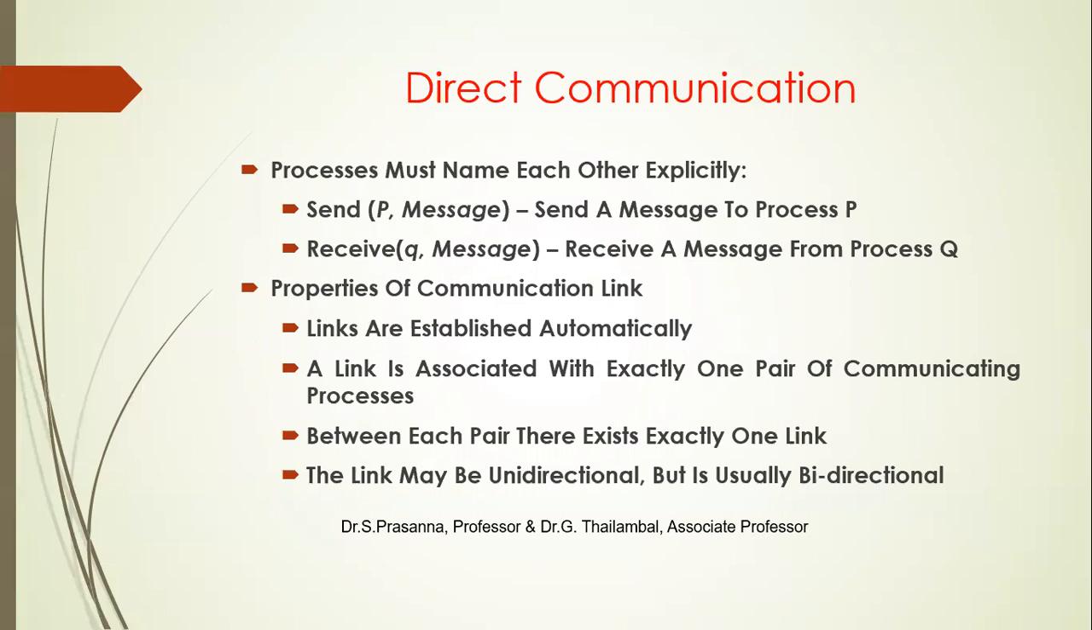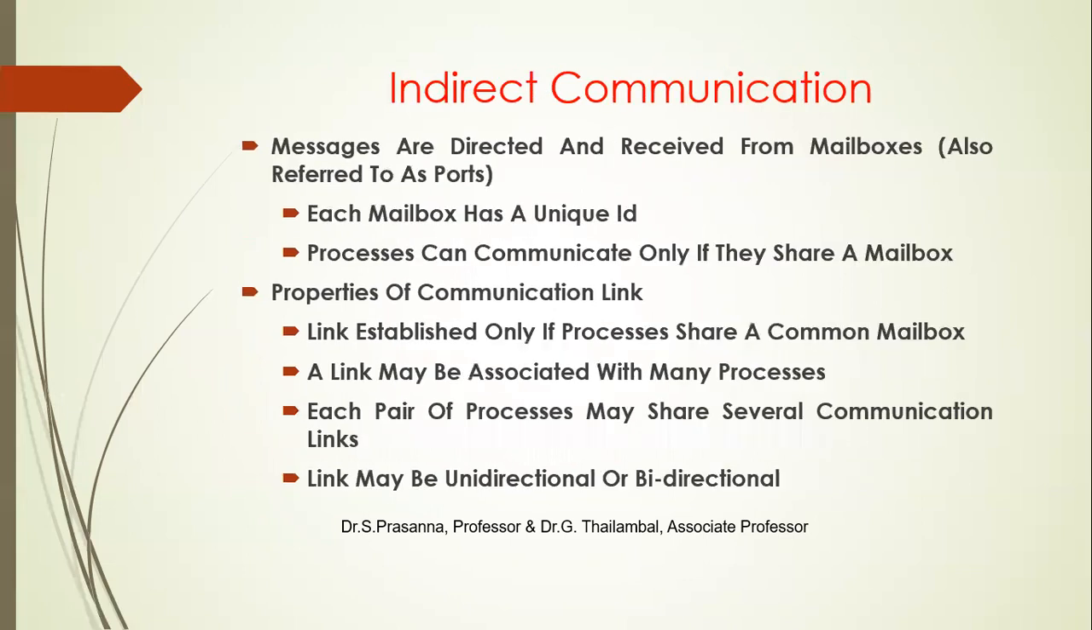So direct communication is where the processes must name each other explicitly. That is, send(P, message) is a command which the OS will understand as send a message to process P. Receive(Q, message) means receive a message from process Q. Properties of the communication link: links are established automatically, exactly one pair of communicating processes per link. Between each pair, there exists exactly one link. The link may be unidirectional, but usually it is bidirectional.